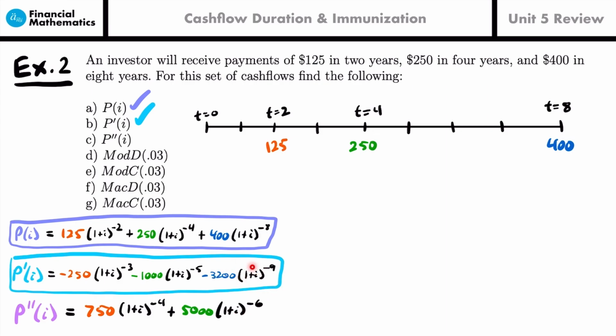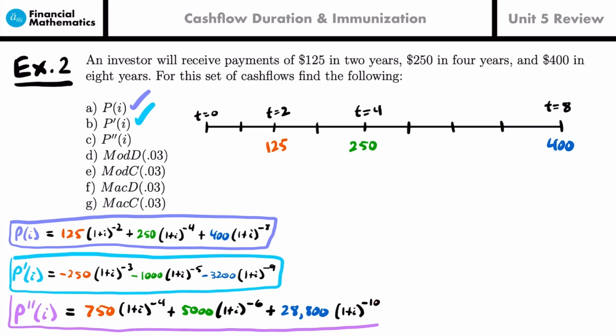And then finally, for our last term here, we have negative 9 multiplied by negative 3200, which is positive 28,800. So let me write that out. We have plus 28,800 times 1 plus I to the power of negative 10, right? Negative 9 minus 1 is negative 10. And that's it. That is the second derivative of our price function, P double prime of I. And so that takes care of part C. We have now found the original present value function, and its first and second derivatives.